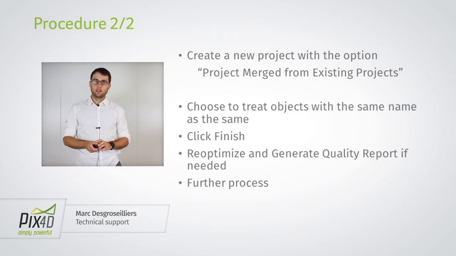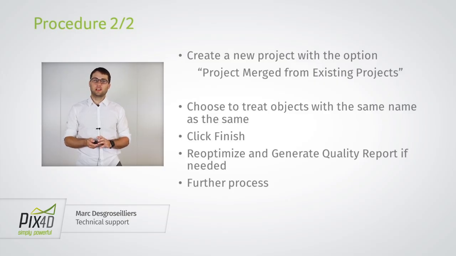Then once this has been done and the projects have been re-optimized, I can create a new project, which is going to be the merged project. In the project creation window, there's an option called project merge from existing projects, so that's what you'll want to select. You find the different P4D files that were created previously, click finish, and now the mapper is going to put the different projects together. If necessary, you can re-optimize to make sure that all the camera positions are correct. And that's it. You've got your merged project.